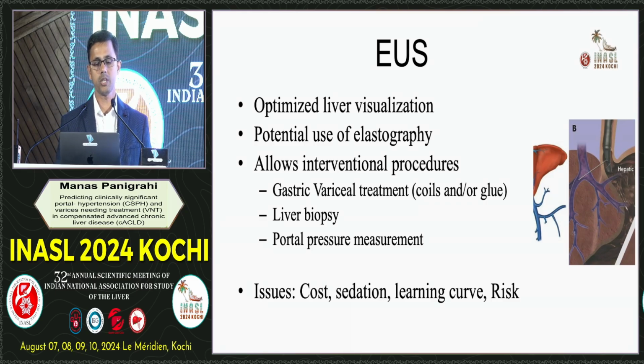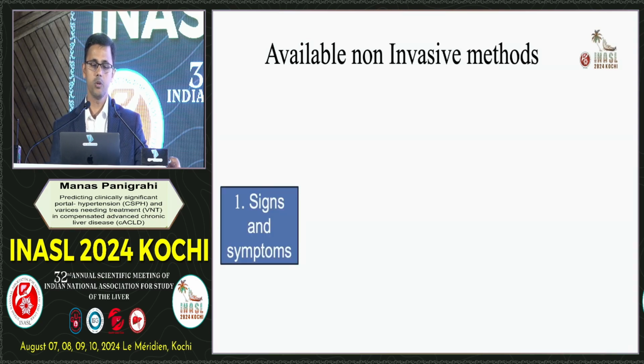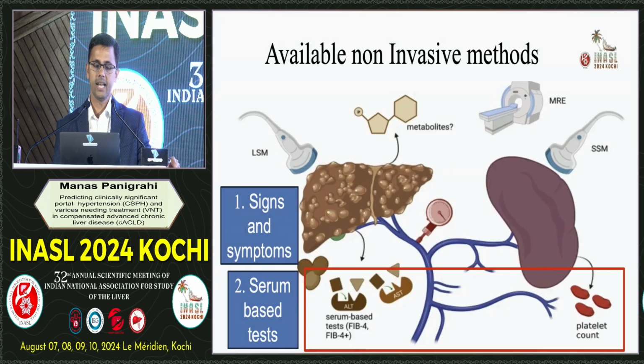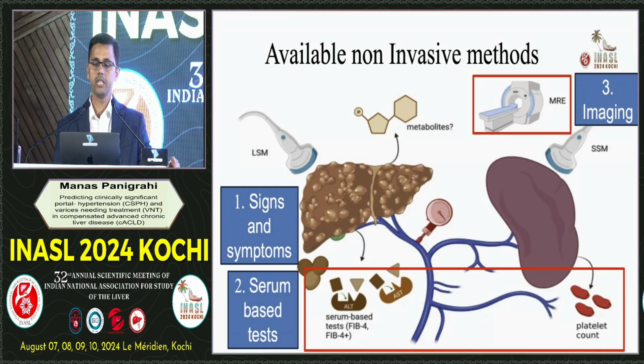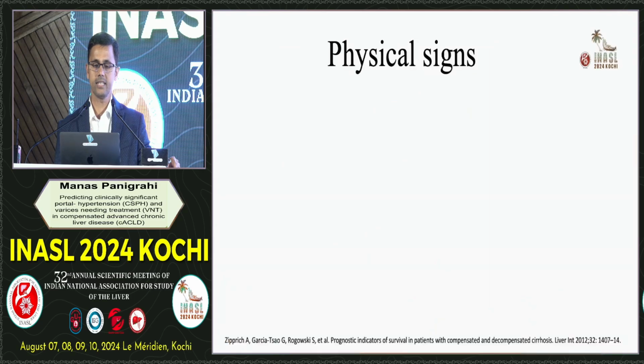US can measure portal pressure, however cost, sedation, learning curve and risks are a few issues. So let's see what are the available non-invasive methods which can predict CHPS. Of course, signs and symptoms are there, a few serum-based tests are there, and there are some imaging, ultrasound, CT, MRI, and elastography like liver and splenic stiffness to predict CHPS.